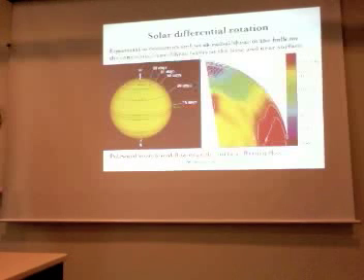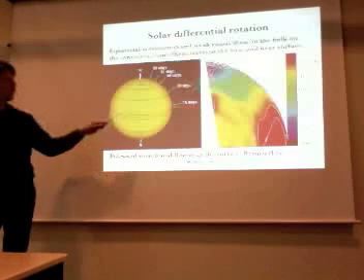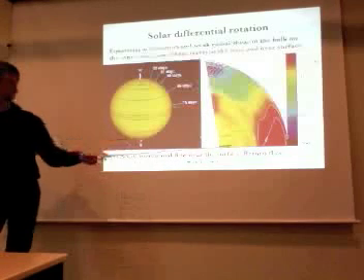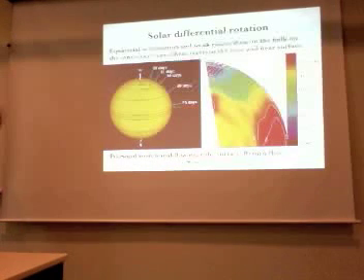So many dynamo models, especially the flux transport models, rely on a particular type of meridional circulation. In those models, you need to have a return flow which is really at the base of the convection zone. But we don't know if this exists.